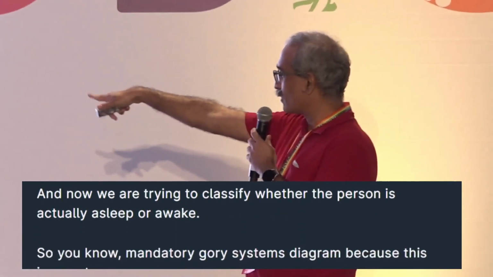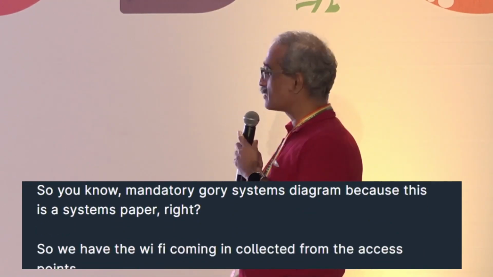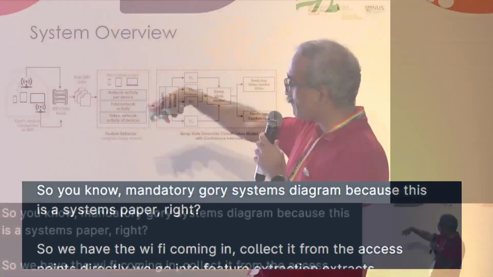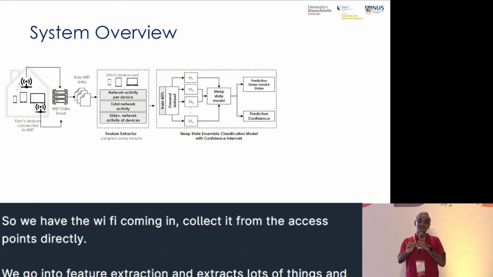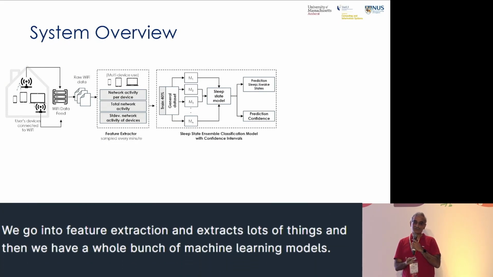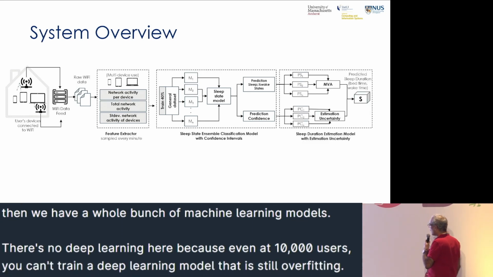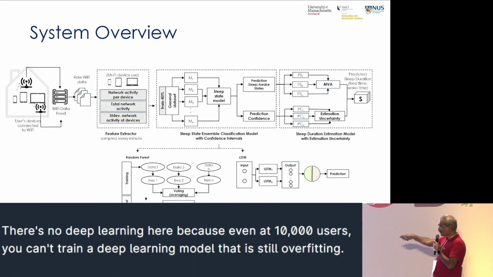So we have the Wi-Fi coming in, collected from the access points directly. We go into feature extraction, which extracts lots of things. Then we have a whole bunch of machine learning models. There's no deep learning here, because even at 10,000 users, you can't train a deep learning model. It's still overfitted. So this is classical machine learning, right? And we do a whole bunch of stuff.